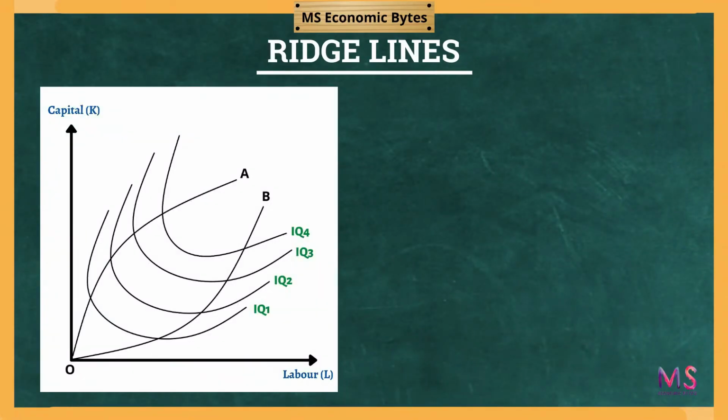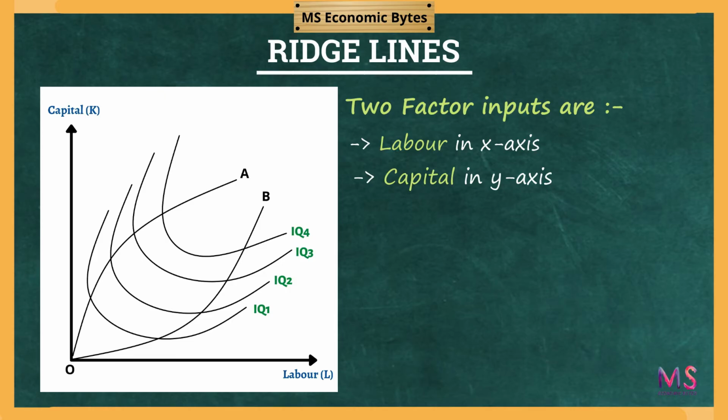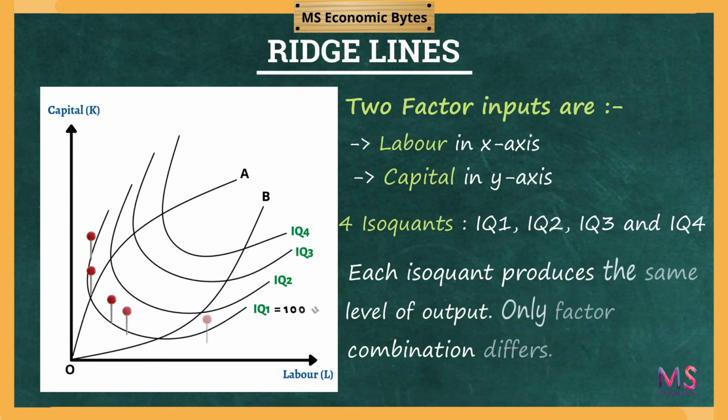Look at this diagram. We have taken two factor inputs, labor and capital. Here there are four isoquants, namely IQ1, IQ2, IQ3 and IQ4. We know that each isoquant produces the same level of output. Only the factor combination differs at various points on the isoquant.